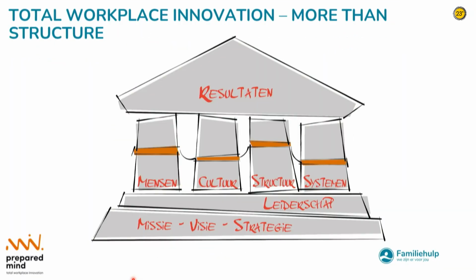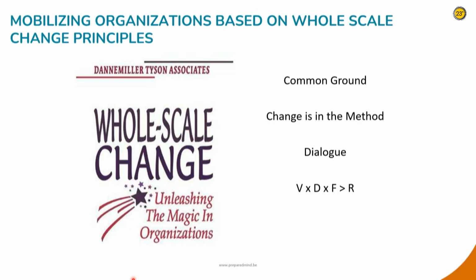We work together with a consultancy, Prepared Mind, and they use a sort of temple. What you have to know is that we take a lot of time thinking about governance and structure, but culture, people, and systems are even more important than your structure and governance. So also with leadership, mission, vision, and strategy, and then the results will come.